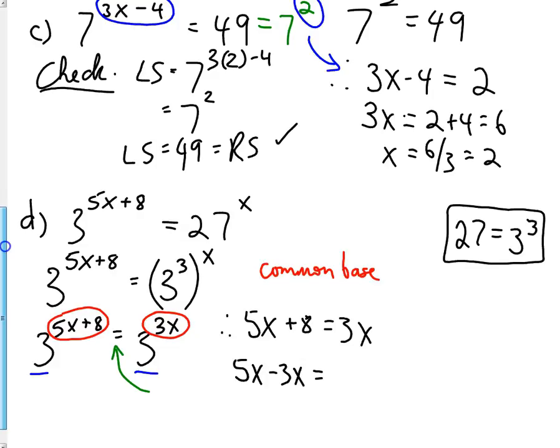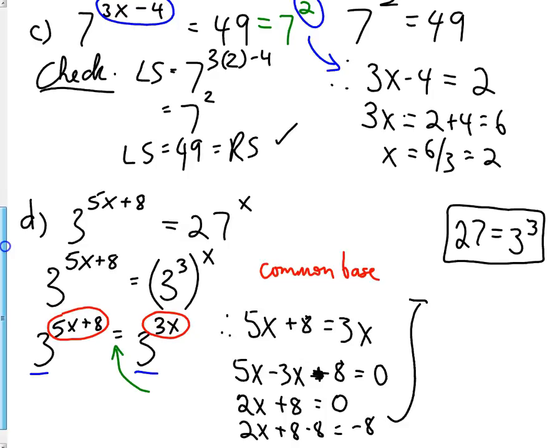I guess I would have to subtract 8 there. It gives us 2x plus 8 equals 0. And then I will subtract 8 from both sides. And then I'm going to end up with 2x equals negative 8, so x equals negative 4.